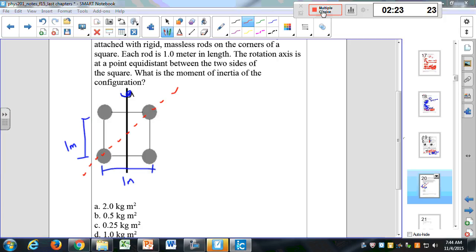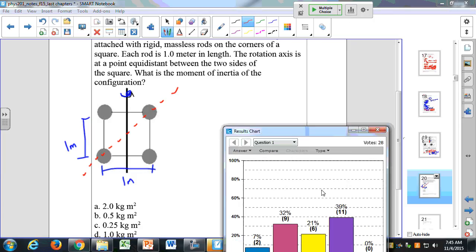All right, I'll stop at 230. Okay, looks like we're sort of all over the board. D is the right answer.